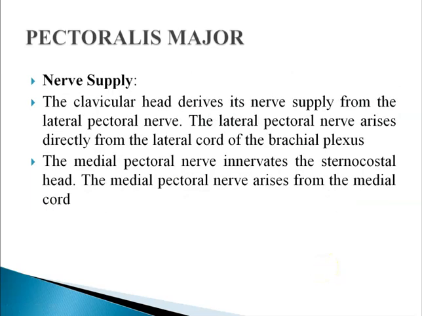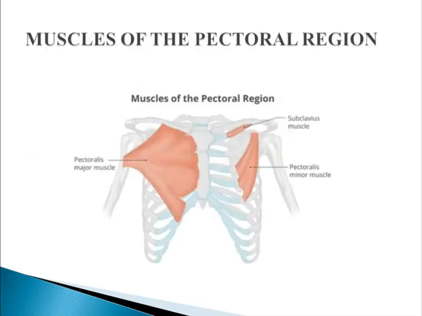The nerve supply: the clavicular head of the pectoralis major derives its nerve supply from the lateral pectoral nerve, which arises from the lateral cord of the brachial plexus, and the medial pectoral nerve innervates the sternocostal head of pectoralis major. The medial pectoral nerve arises from the medial cord of the brachial plexus. So this is the diagram depicting the pectoralis major, minor, and the subclavius.